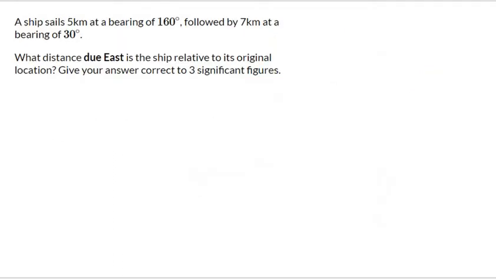Right, no pictures here, so I'm going to draw some pictures. A ship sails 5 kilometers at a bearing of 160. Okay, bearings, we need some north lines. Mine might be a little bit wonky. So measuring clockwise from north, 160 is somewhere like this. Let's put our 5 kilometers. Okay. And that is 160 degrees.